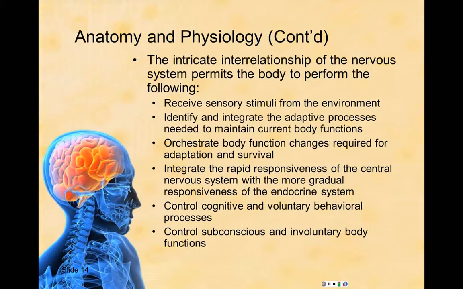So the interrelationship of the nervous system allows the body to perform the following components: to receive sensory stimulus from the environment, to identify and integrate the adaptive processes needed to maintain current body functions, orchestrate body function changes required for adaptation and survival, integrate rapid responsiveness of the central nervous system with more gradual responsiveness of the endocrine system, control thought processes and voluntary behavioral processes, and control subconscious and involuntary body functions.